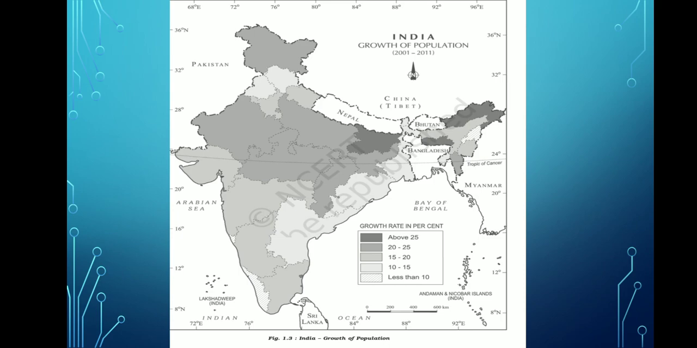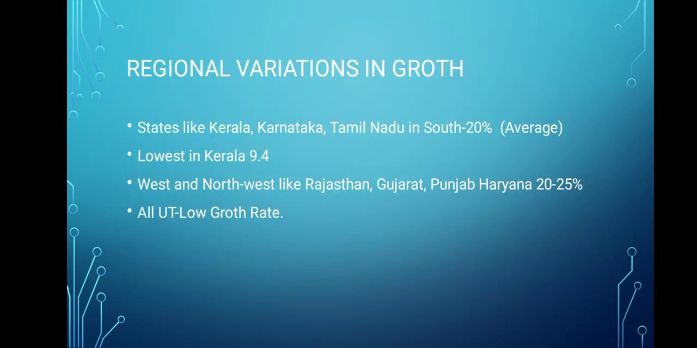Now you see the map. The various areas have been shown with the growth of population from 2001 to 2011. Now you study it and try to notice how populated these areas are, where the growth rate is very low and where the growth rate is very high. Now, regional variation in growth. Though you may find some mistakes in sentences or spelling, I hope you will be able to understand this.